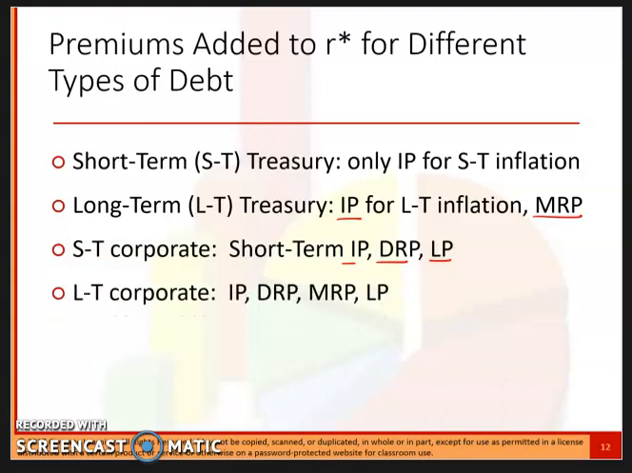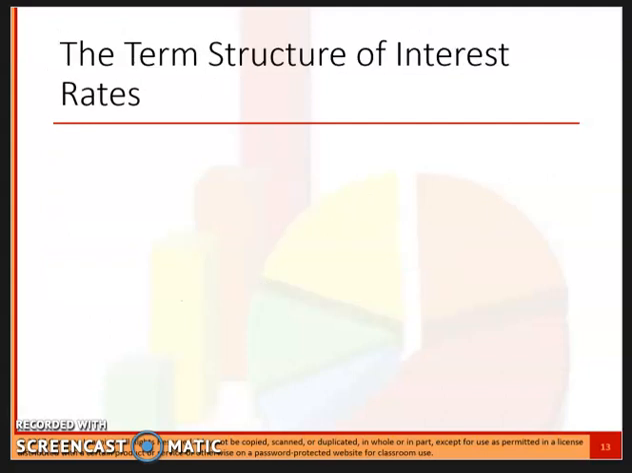So if we move forward to a long-term corporate, we're going to have everything. We're going to have a long-term inflation premium, a default risk premium, and then we're going to add a maturity risk premium along with the liquidity premium. And again, the long-term corporate is going to be much less liquid than Treasuries are. Treasuries are very easily traded. There are huge amounts of trading that take place in Treasuries on a daily basis.